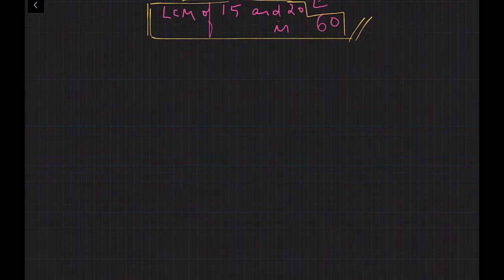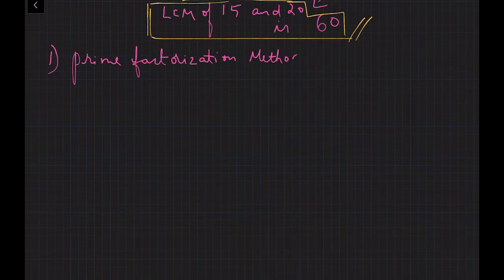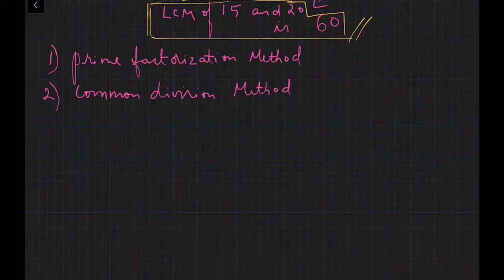There are two methods to find the LCM of a given set of numbers. The first method is prime factorization method. And the second method is common division method. First, let us understand prime factorization method. Let us consider the same example, the numbers 15 and 20.